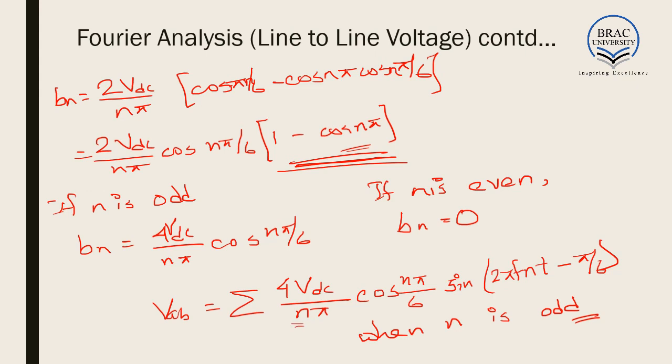So by Fourier analysis, we can see we will get the fundamental frequency, and all the frequency components will be above the fundamental frequency. We will only get the frequency components of f, 3f, 5f, and so on. We will not get the even harmonics in case of line-to-line voltage of a three-phase voltage source inverter.